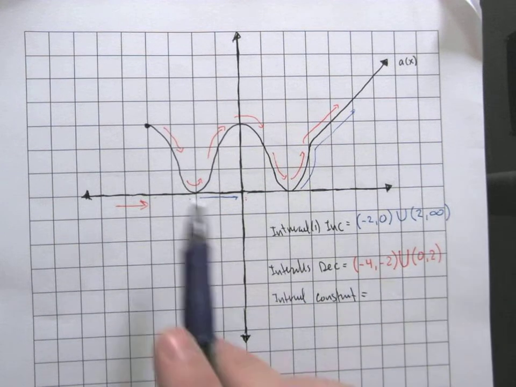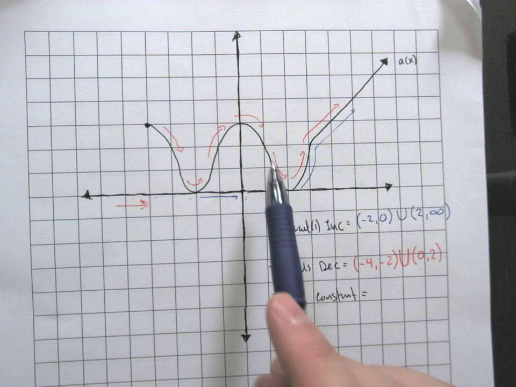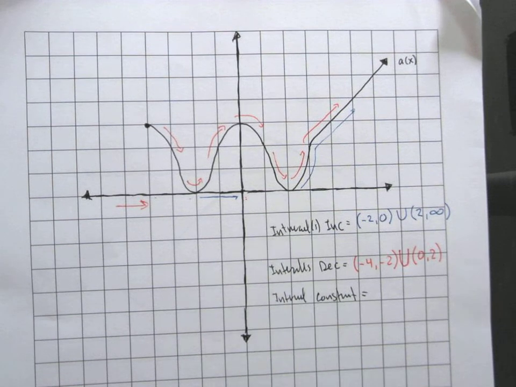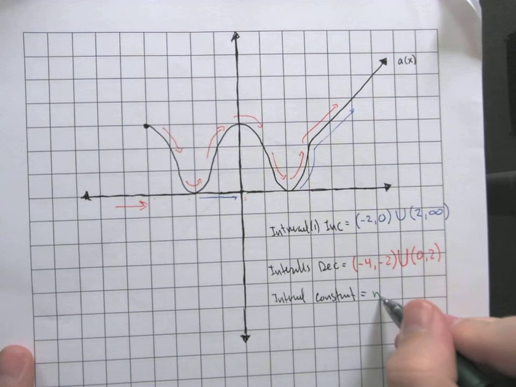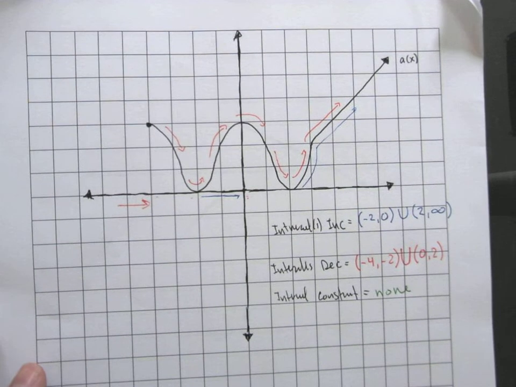Decreasing: we were dropping here, negative 4 to negative 2, and then here from 0 to positive 2. That takes up all the function, which means in this case we don't have any flat sections. There's nowhere where we're plateaued. So as far as having an interval where we're constant, we just don't. So interval of constant, in this case, there is none, and so we'll mark it that way.